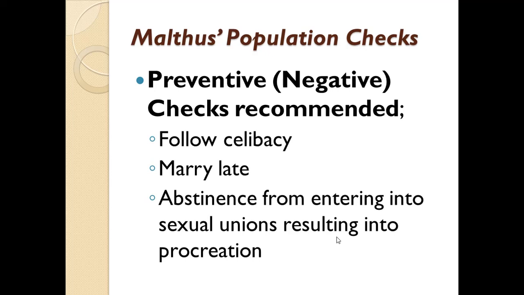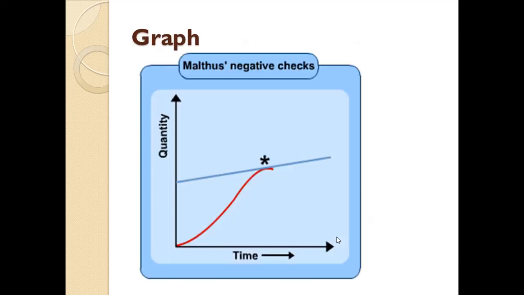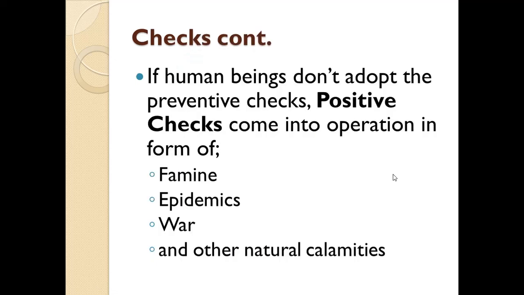But of course, again, it doesn't matter. Abstinence from entering into sexual unions would result in less population, because it would result in fewer aspects of procreation. So that's what he proposes here. So you have the negative checks, whereby you have food there instead of getting the catastrophe, then population is controlled, and then you have more food still that can support the population that is growing.